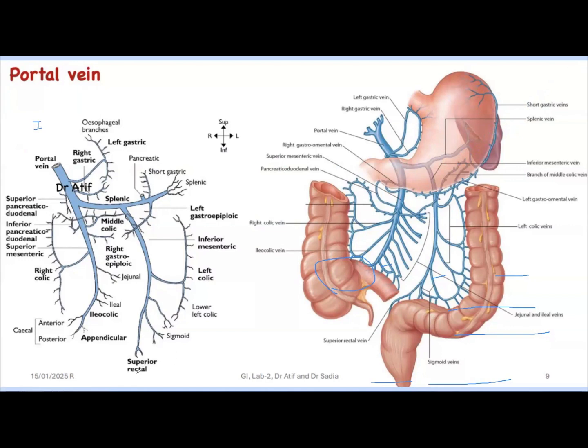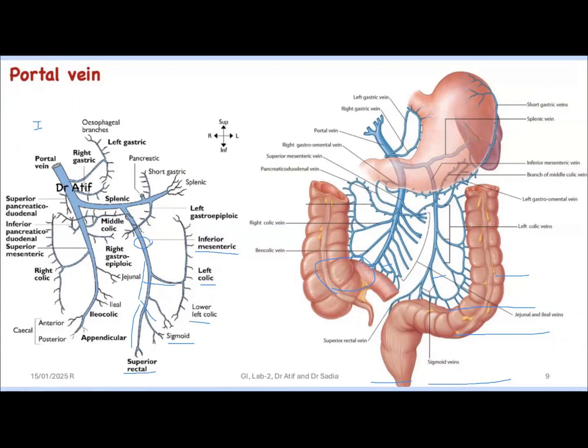They start from the organ itself. So first we're going to start with the superior rectal. It will join with the sigmoid. It will join with the left colic, which is made up of the lower colic as well. And it will all form the inferior mesenteric. So superior rectal, sigmoid, the colic, they will all join to form the inferior mesenteric vein, this vein right here.